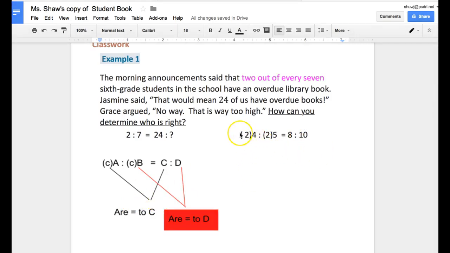Okay, so now we have the information on what we have to do. Let's go ahead and erase this. We don't need it anymore. And let's see. 2 times something will give me 24. So let me think about this for a minute. 2 times what will give me 24?